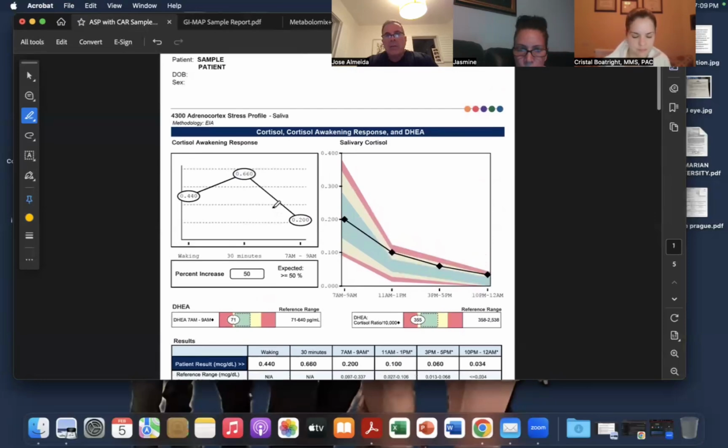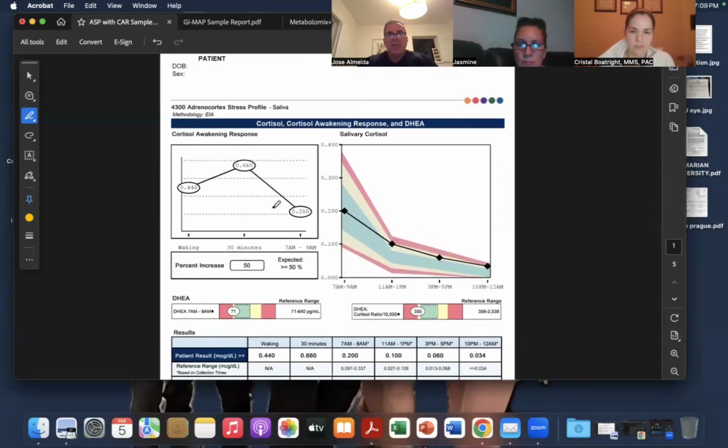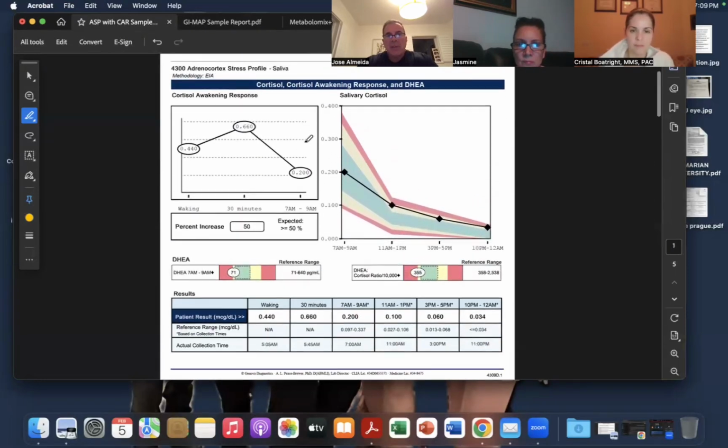So just at a real high level, Crystal, what is your understanding of how we use the ASP with CAR, salivary? And then we'll ask Jasmine to do the same. So really from first glance, the patient has a normal curvature and that's expected, but the DHEA is on the lower end of the spectrum. And the first thing that I saw was the CAR. It's 50%. It should be above 50%. So right there, I'm immediately thinking that they're at least a stage 1, stage 2 maybe, just based on a quick initial glance at that.